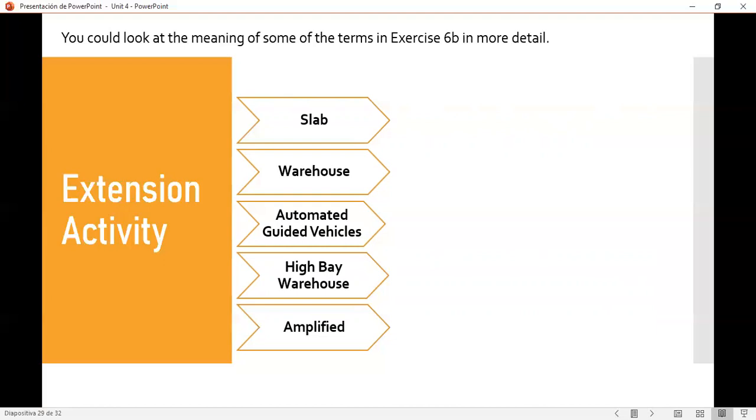I mean, slab could be a roof or a flat floor. I imagine the flat floor or one roof, or one specification about the concrete, the thickness of the concrete. I don't know.